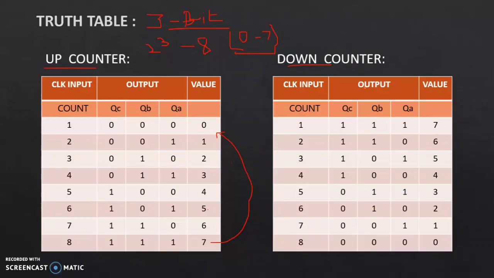In the down counter, the clock inputs are 1, 2, 3, 4, 5, 6, 7, and so on. It starts from 7 and keeps counting downwards: 6, 5, 4 up to 0, and then again it goes to 7. Here also there is no -1 or 8. Then again 7, 6, 5, 4, and this cycle continues. That is the down counter.